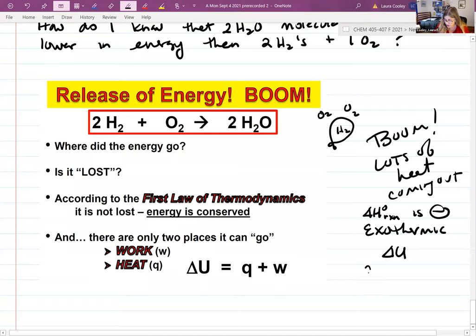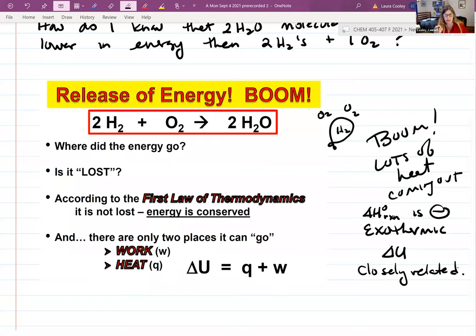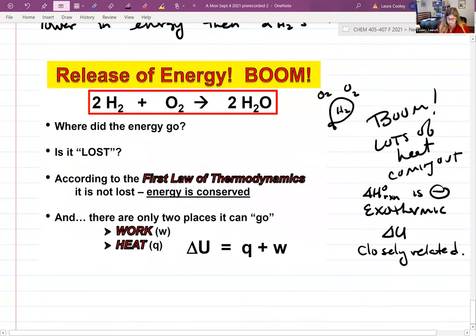Well, delta U is very closely related to delta H. And in PChem, we talk a lot about the relationship between delta U and delta H. But basically, the lion's share, the biggest contribution to delta H and delta U for any chemical reaction is the bonds that are made and the bonds that are broken. That's the most important thing. So the next question really is, where did the energy go? Is it lost? And actually, energy is never lost. Energy is conserved.